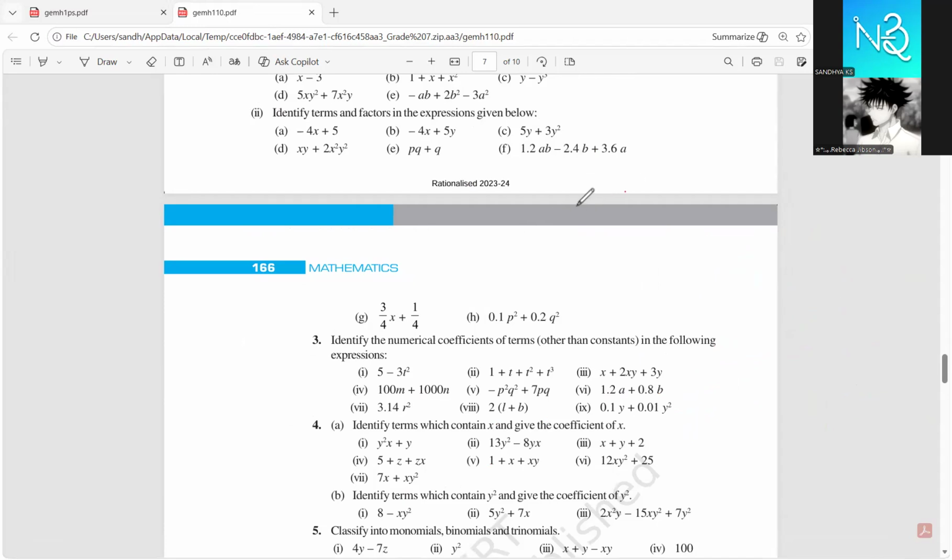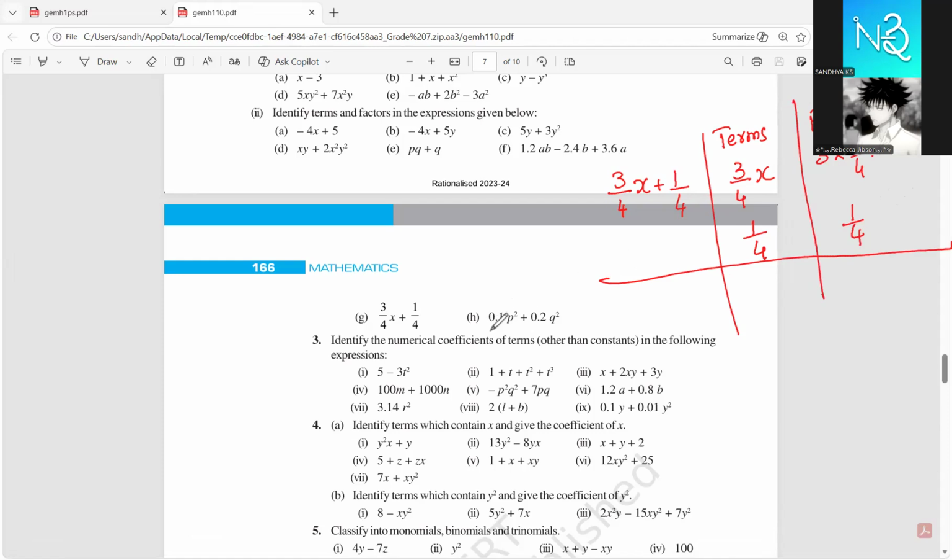Here also, the expression is 3 by 4 x plus 1 by 4. So how many terms do we have? The terms are 3 by 4 x and 1 by 4. And the factors are 3, 1 by 4, x. And here the factor is 1 by 4. Okay, understood. So this is how it comes.